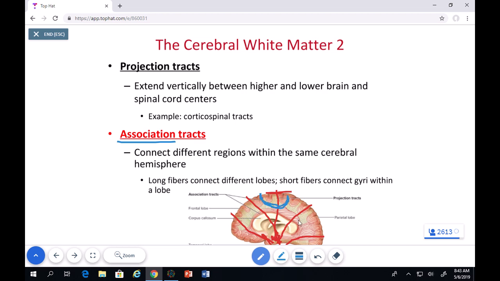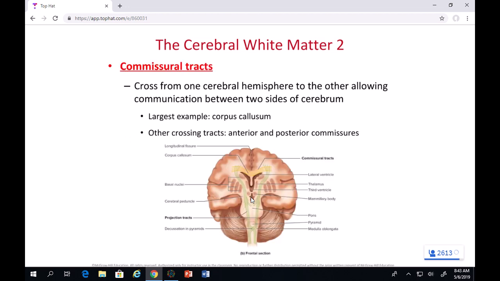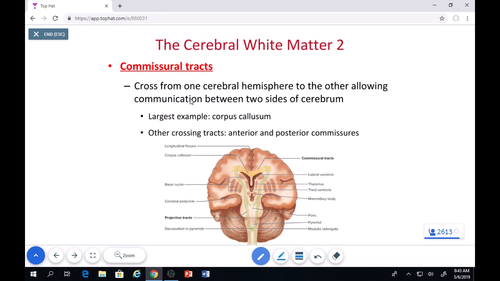We could have a decision to comprehend language and a decision to talk about it, so that information passes from one part of the cerebrum to another part of the cerebral hemisphere. So we have projection tracts that connect the higher brain functions to the lower brain, with association tracts that make connections from one part of the cerebral hemisphere to another part of the cerebral hemisphere. And then we have the commissural tracts that connect the two cerebral hemispheres to each other.